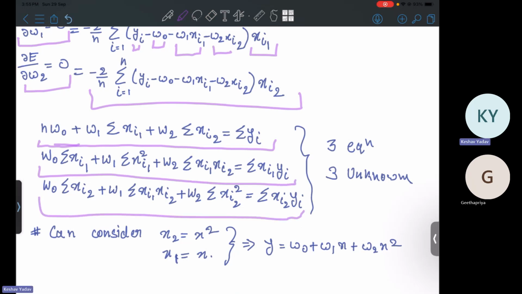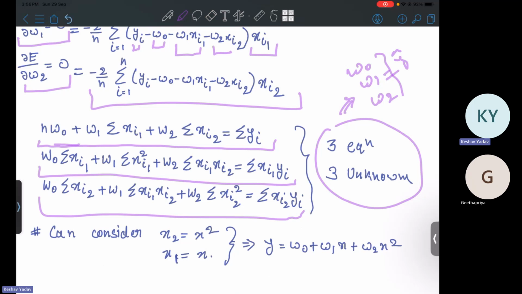To do some manipulations, this will lead to this equation. We have three equations and three unknowns. So this is nothing but a system of linear equations that can be solved for W1, W2, and W0. By using these three equations and three unknowns, we can find W0, W1, and W2. Once we have found them, we can estimate y hat star, which is the ultimate goal of regression.